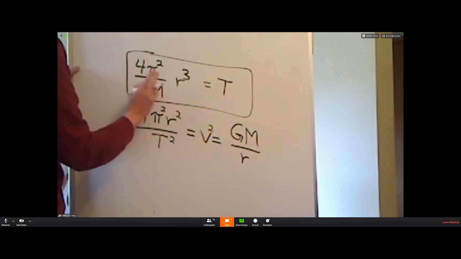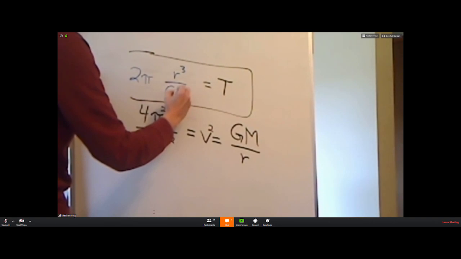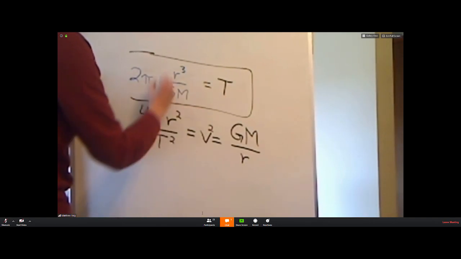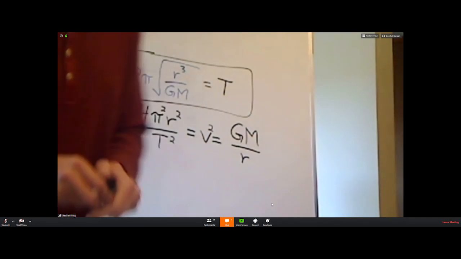And then this would become, take a square root of everything, or I guess you could put the 2 pi out front, and maybe you could write it like this if you wanted to. T equals 2 pi times the square root of r to the third power over capital G, capital M. That's just taking the square root of the previous formula. Okay, so in summary, what have we got here?